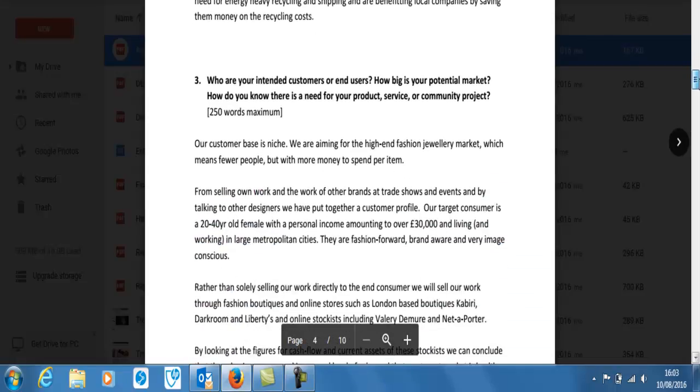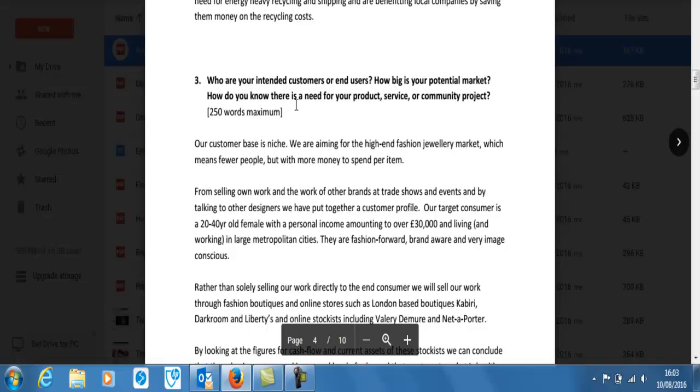Third question is, who are your intended customers or end users? How big is your potential market? How do you know there's a need? Again, virtually every application you try to apply to is going to ask you this sort of question. So now it's all about, okay, you've got a great idea and we can see there's some benefits, but the group of people out there who are going to be buying your product or service, are there enough of them to make this a worthwhile project? That's what we're really getting to here.